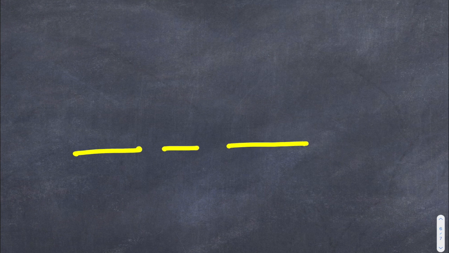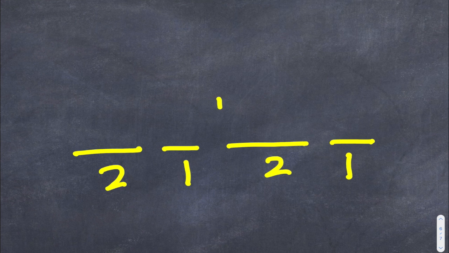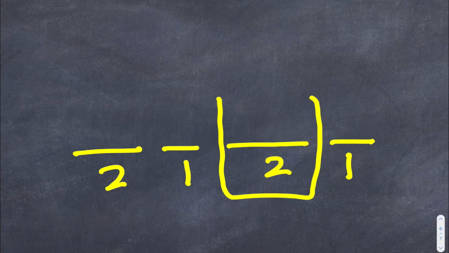O, T. So 2, 1, 2, 1. Right here is our two vowels go walking. And it does not have an E in it, so don't put an E for this one.